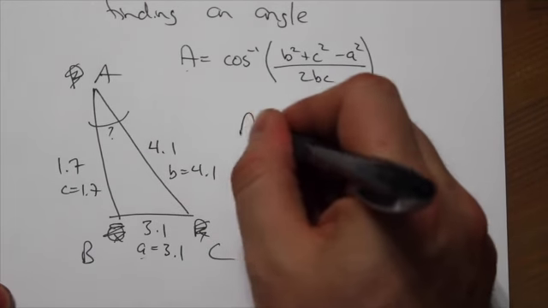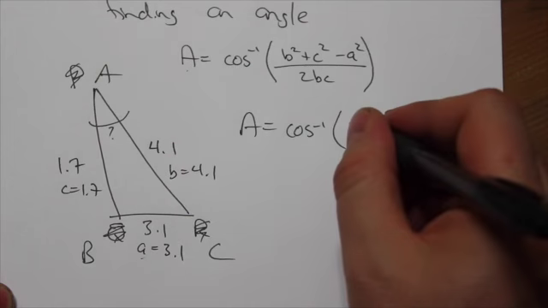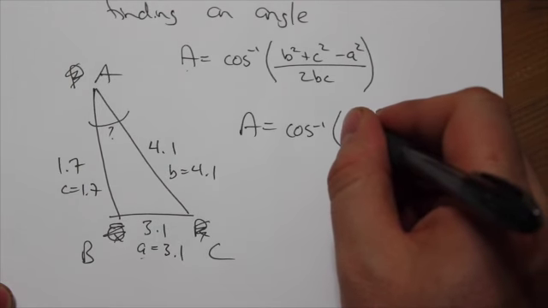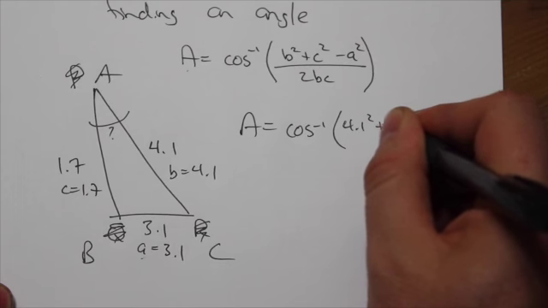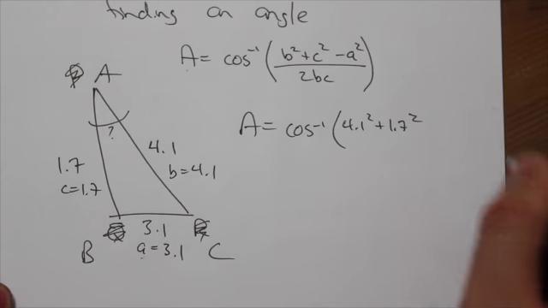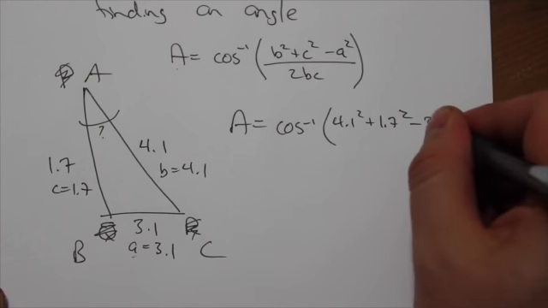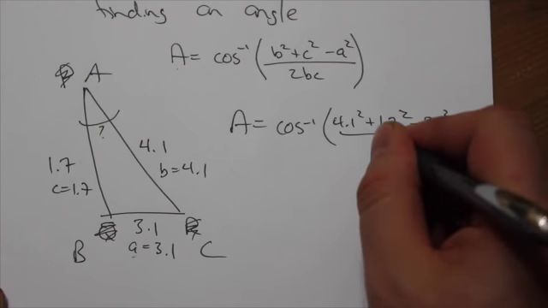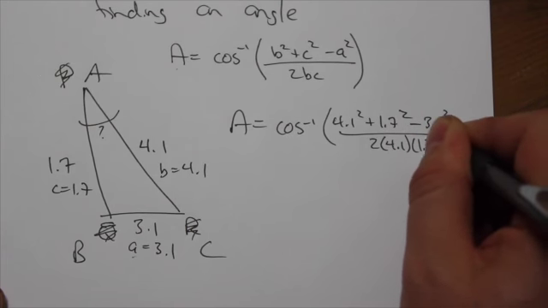So now I can come over here. Angle A will be the inverse cosine of b squared, so that'll be 4.1 squared, plus c squared, 1.7 squared, minus a squared, 3.1 squared, all over 2 times 4.1 times 1.7.